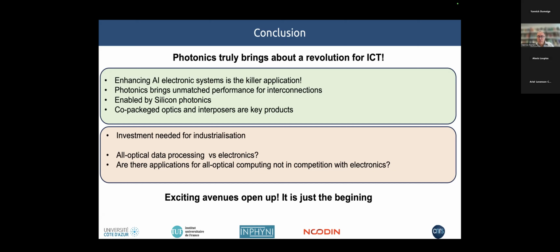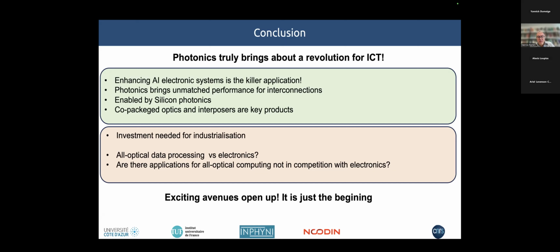Of course, all of this solution needs a huge investment for industrialization. It strikes a nerve; it's very important to produce reliable devices in photonics. And so, the question is, what about all optical data processing? Is it truly a good way to think that we are going to replace electronics in some part with photonics?